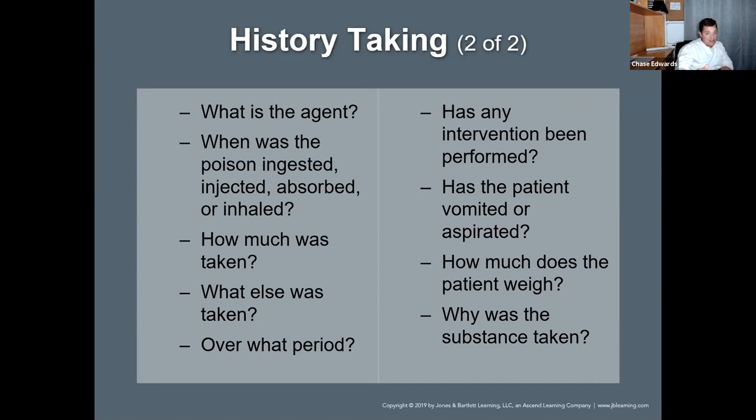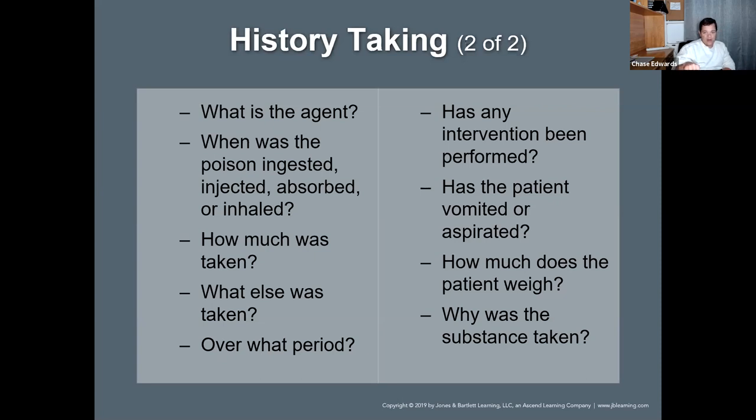How much does the patient weigh? Antidote dose is usually based on a patient's weight. That's why. Why was the substance taken? You may not get a reliable answer, but it's okay to ask anyway. It could be an indicator of abuse or even a suicide attempt. So put the reason in quotation marks on your PCR.